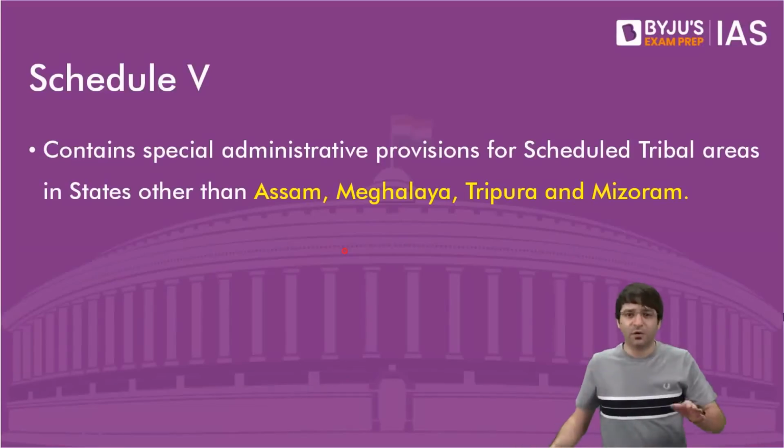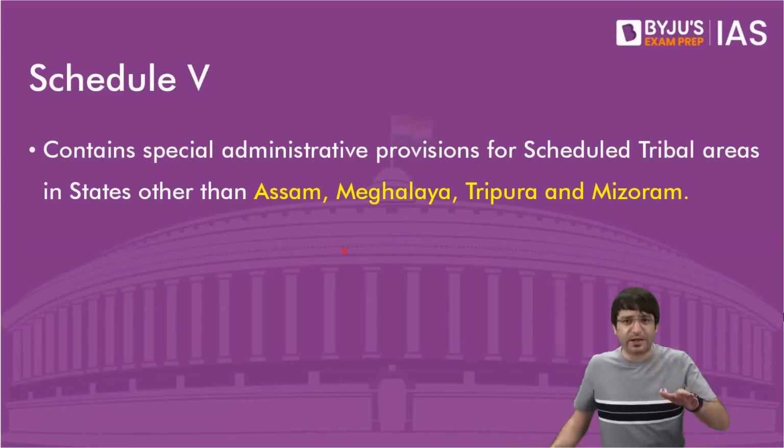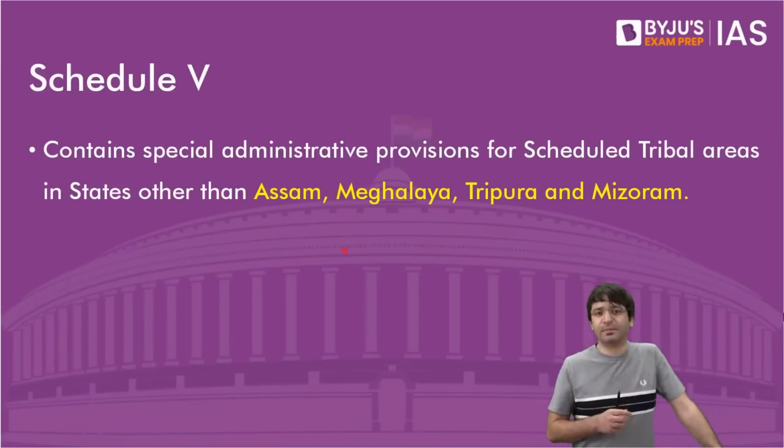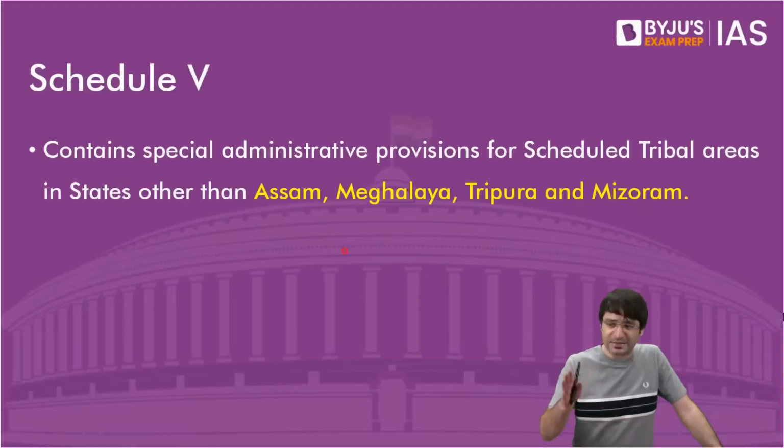Constitution. On 26 January 1950, there were 8 schedules. Later on, 4 more schedules were added. First Constitutional Amendment Act 1951, ninth schedule. 52nd Constitutional Amendment Act 1985, 10th schedule, which deals with anti-defection law, which we will discuss today.